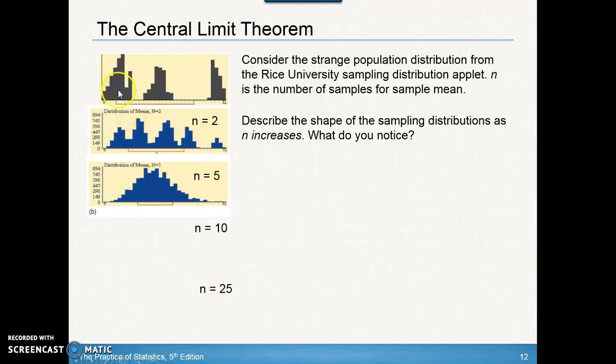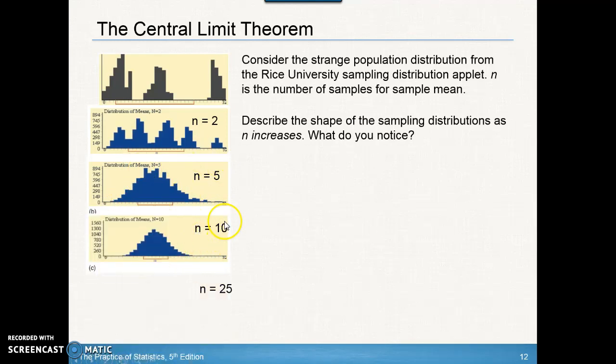So this is saying I'm taking 5 of these, finding the mean, putting it on the graph. Taking another 5, finding the mean, putting it on the graph. Taking another 5, finding the mean. You get the picture, putting it on the graph. Now notice the distribution of the means is getting closer to approximately normal.